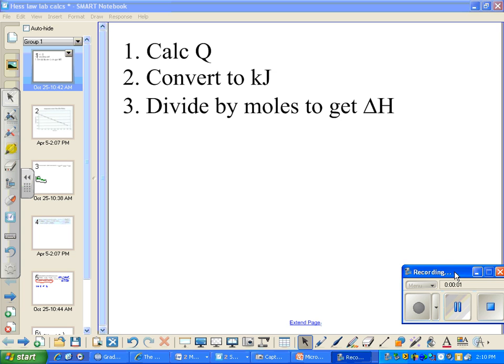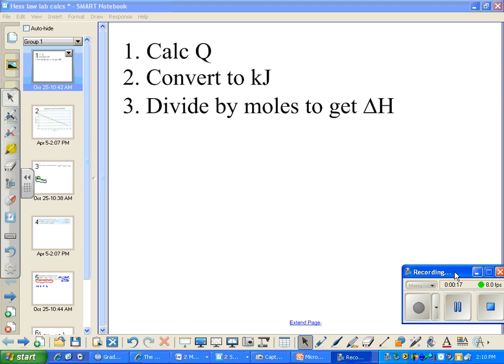So what I'm going to do is take the data from the Hess's Law lab that you guys did a couple weeks ago and show you how to do the calculations. It's real simple, it won't take you very long. The whole point of Hess's Law is to prove that you can take delta H from different reactions, add them together, and they equal an overall reaction.